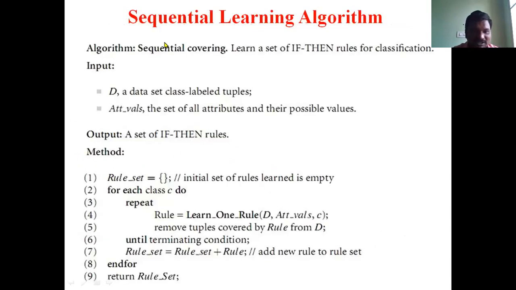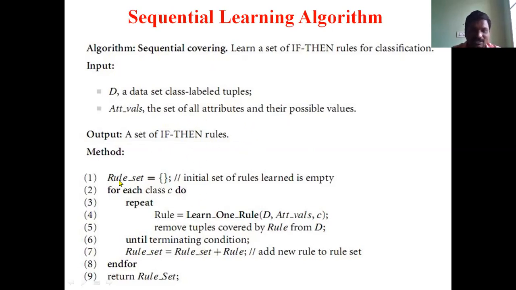Now the algorithm representation. What are the input values? You simply take the data set with the class label, because you are going to perform classification. That's why you should consider the class label. You also take the set of all attributes and their possible values. So totally you take the data set. And then what is the output? The generation of rules.